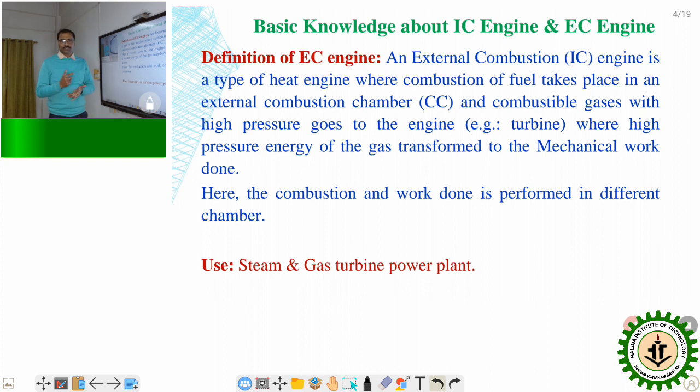After combustion of the fuel, for example in a coal-fired power plant, by burning the coal, steam is produced within the boiler. The steam, at high pressure and temperature, goes to the turbine, and the high pressure and temperature steam will be expanded within another chamber called the turbine. There the high pressure will be transformed into work done and pressure will decrease.